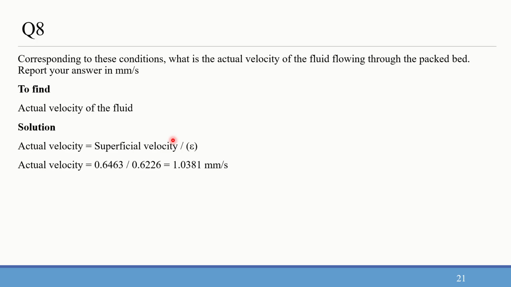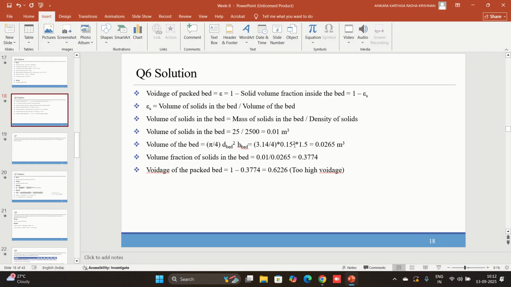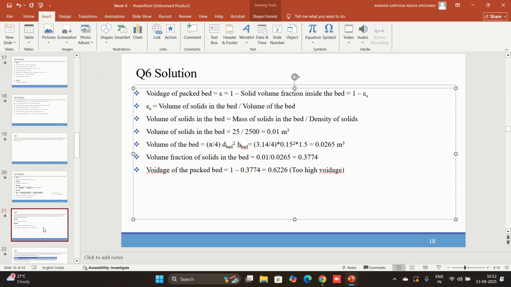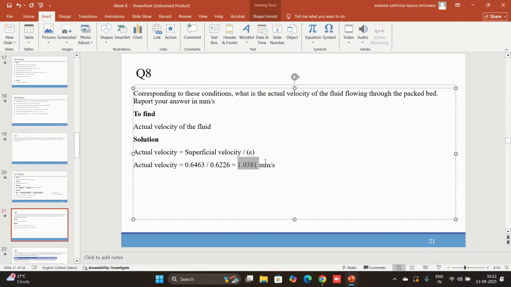So superficial velocity, which we calculated in the previous question, is 0.6463, and void fraction we calculated before that as 0.6226. So we substitute both of them here. So it is 0.6463 divided by 0.6226. That gives us the answer 1.0381 mm per second. So that is how we calculate the answer. Now we will go to the next question, the 9th question.